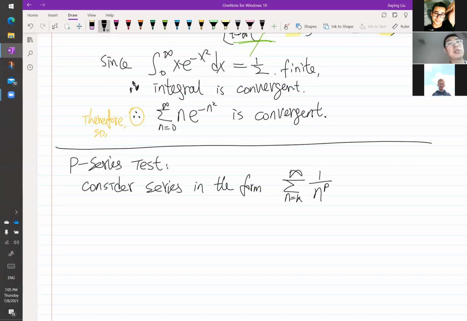P is the exponent, where p is just a real number. So consider some series in this form. If it's not in this form, you cannot apply this test. You might have to do some manipulation in order to use it in this form. So P is the exponent in the denominator.